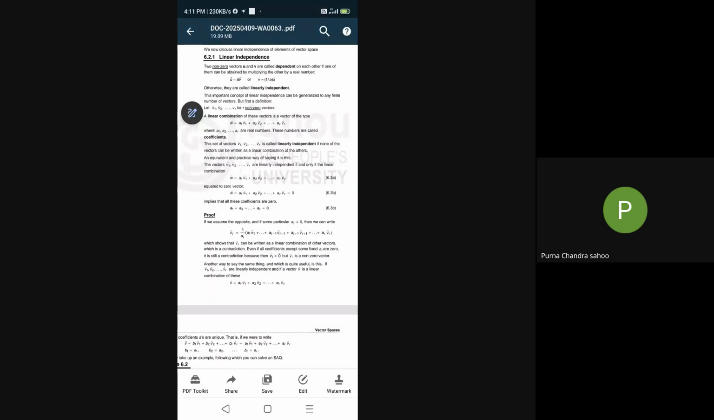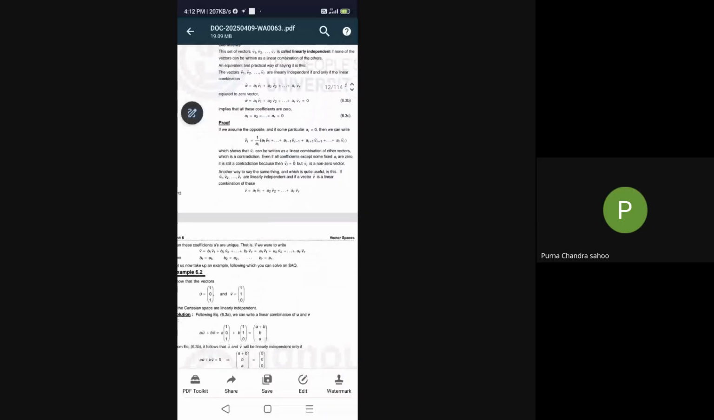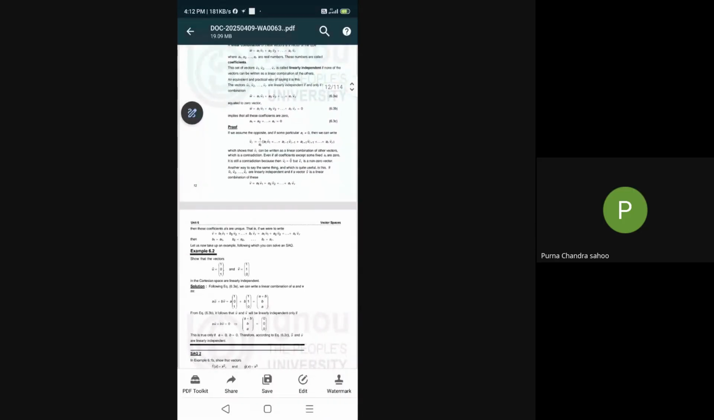Okay, so you can prove that W vector is equal to A1 V1 plus A2 V2 plus and so on up to AR VR, equated to 0 vector, implies that all these coefficients are 0, that is A1 is equal to A2 is equal to AR is equal to 0. So the proof is shown on the screen. You can go through it. If you have any doubt, you can ask, and there is an example.